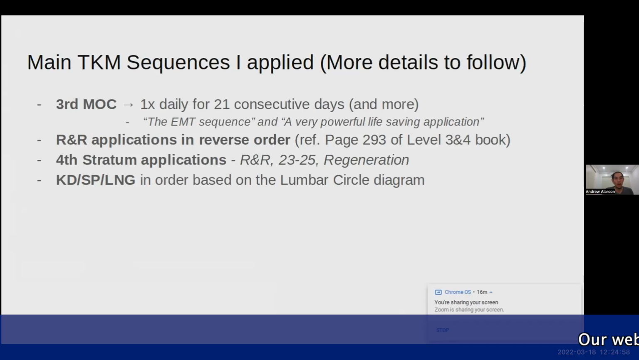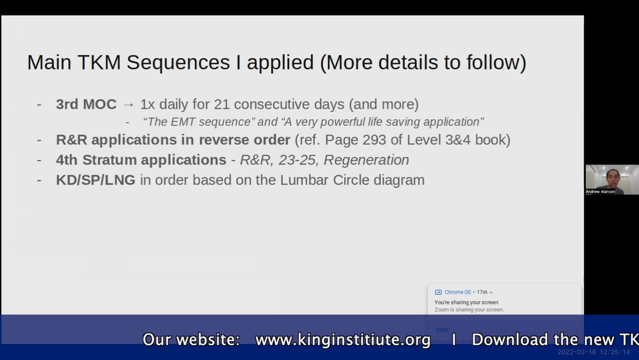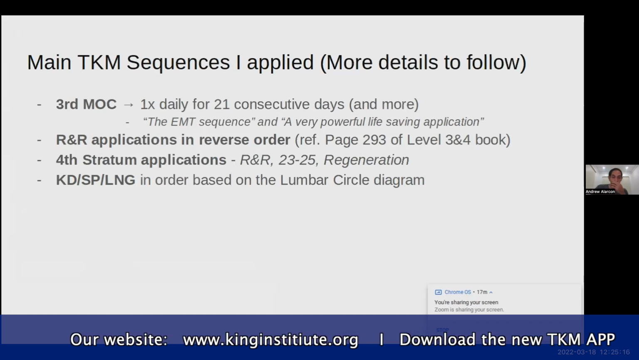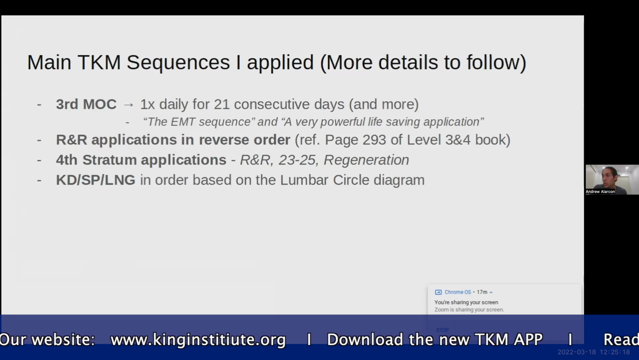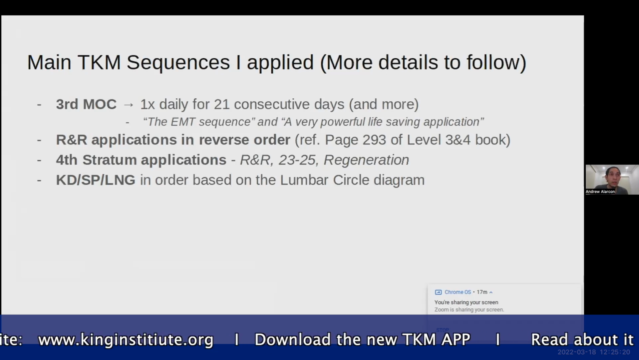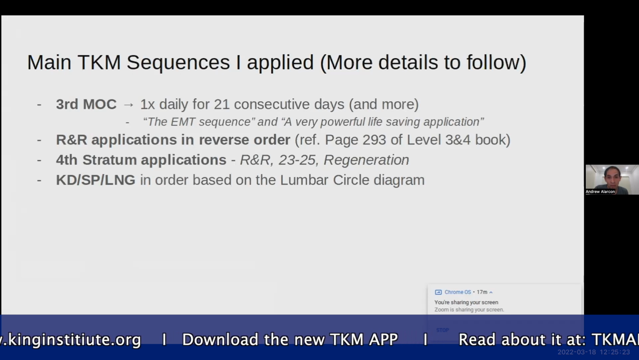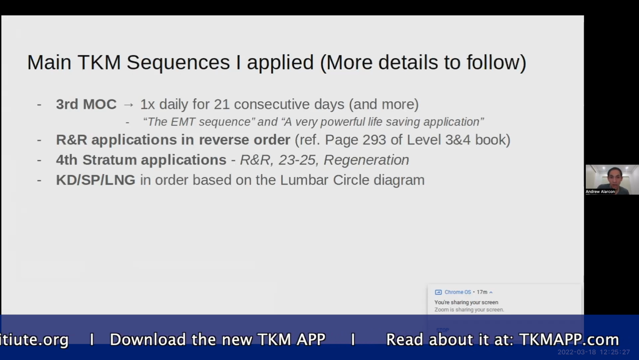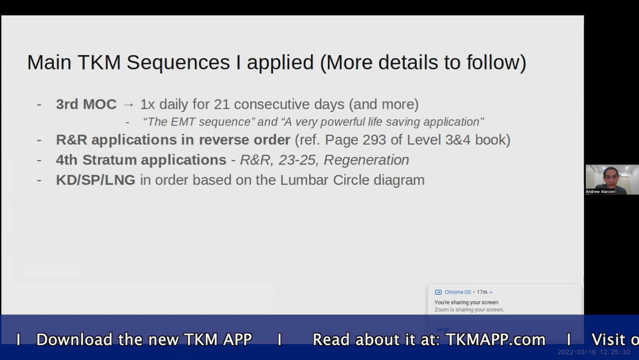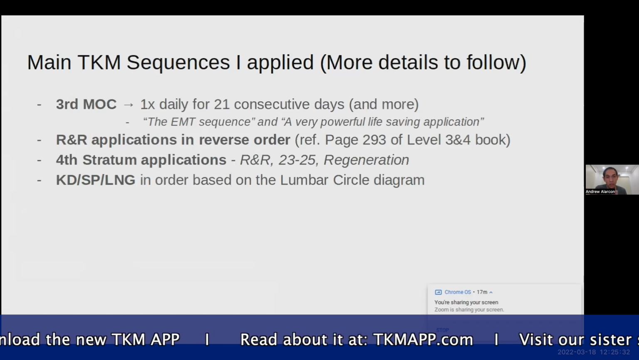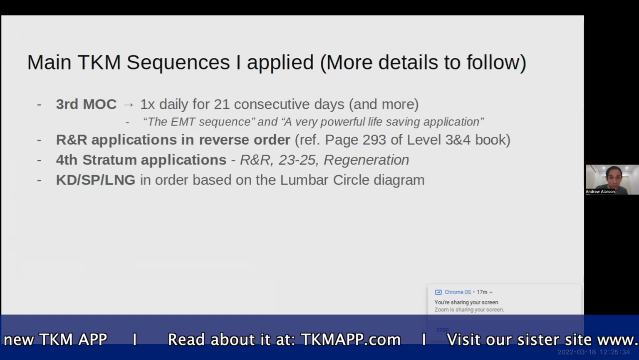And then I did fourth stratum application. So that includes R&R fourth stratum, the 23-25 combination, which of course is very powerful for the immune system. And we have the special regeneration sequence, which is actually found in the advanced level textbook. You have different levels, but Dr. King has a special advanced level that you can only attend after certain prerequisites.